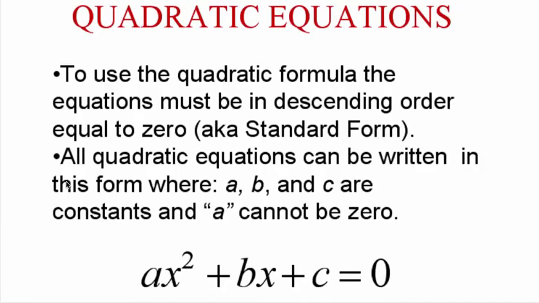Let's dive right in. To use the quadratic formula, the equations must be in descending order and equal to 0. This is also known as standard form, which you see down here at the bottom. Descending order means this is x squared, then x, then no x's. So that's descending order, and it needs to be equal to 0. All quadratic equations can be written in this form where a, b, and c are constants, and a cannot be 0.